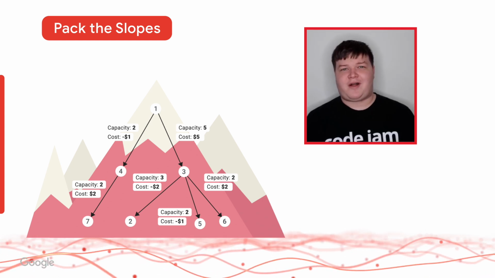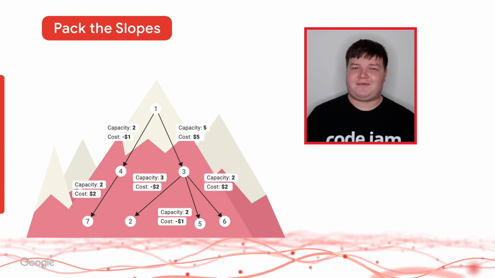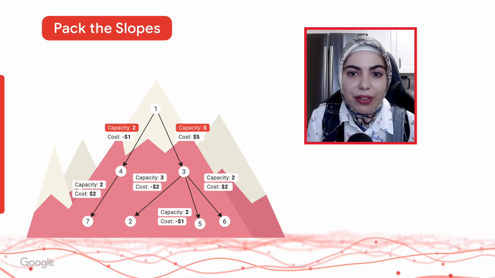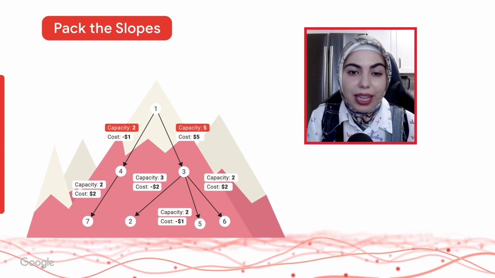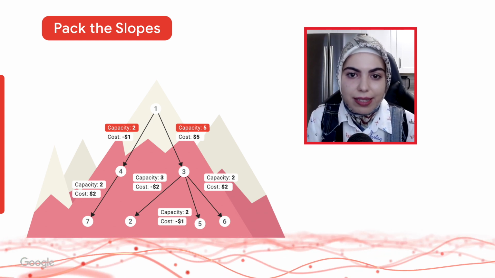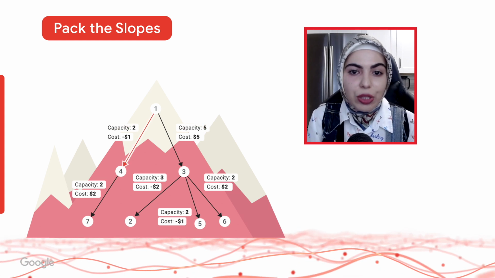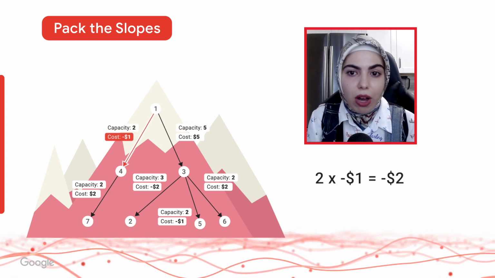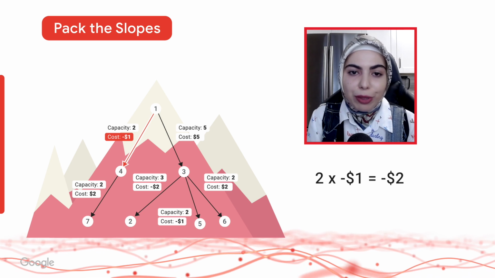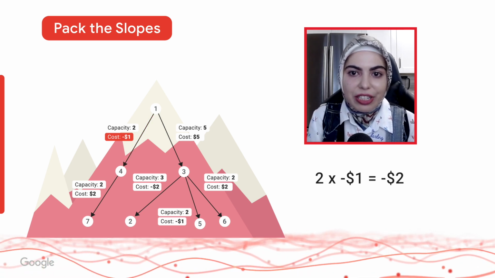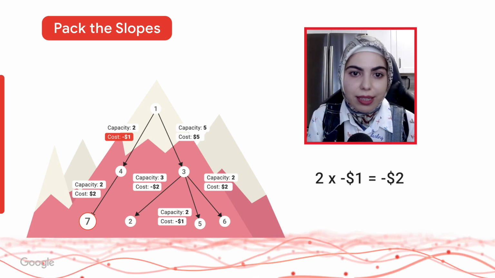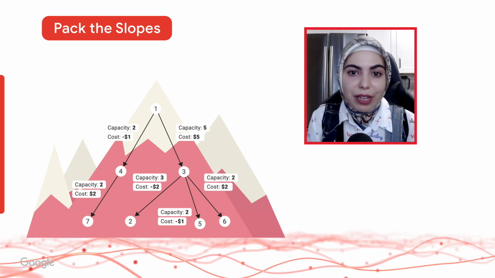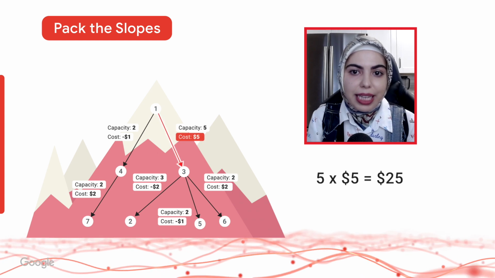Oh, so how would we optimally assign skiers in this example? As we can see in the graph, the total capacity of the slopes from the summit is 7. So we cannot place more than 7 skiers. First, we can send 2 skiers to the rest point 4, which will cost -$2. It wouldn't be beneficial for us to send any skiers to the rest point 7 from this point since it will cost extra money.